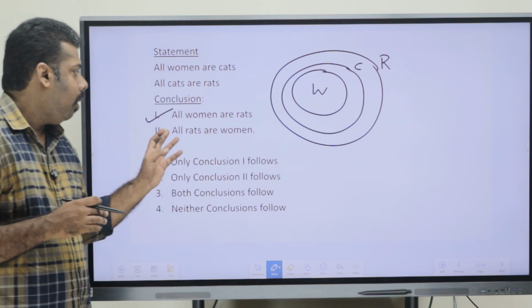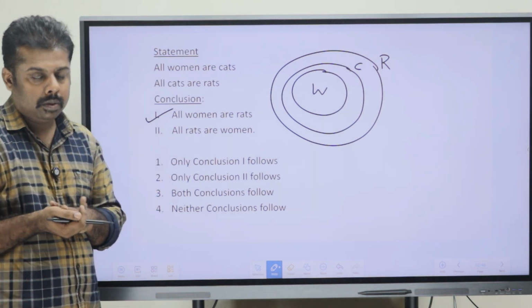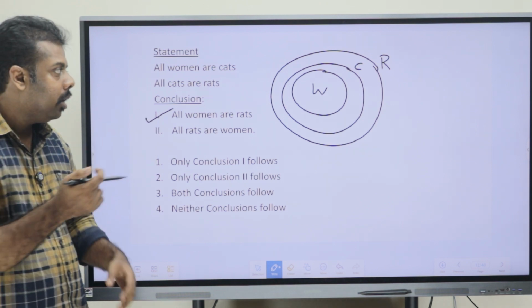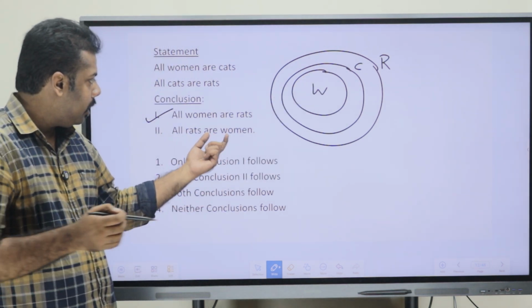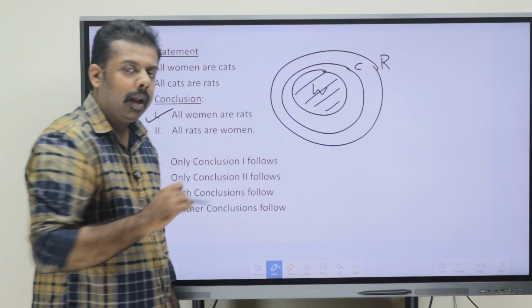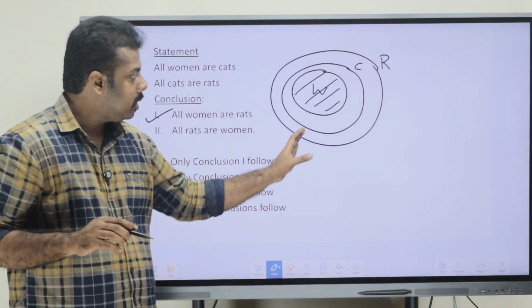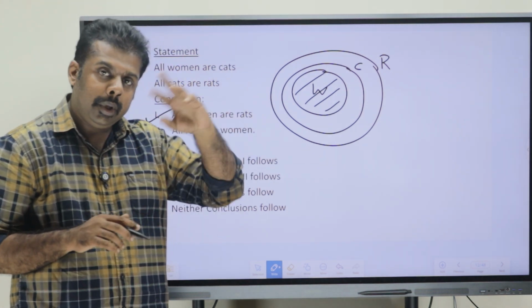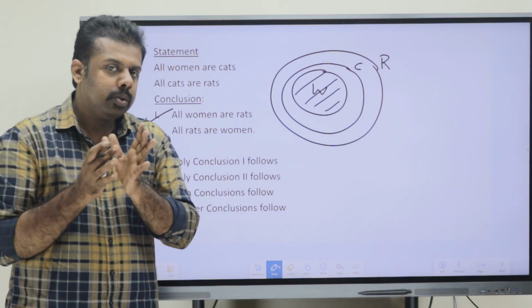Now the next one, all rats are women. So it says that every rat is a woman. So is it right or wrong? No, I think we had discussed it in one question, because rat is this outer circle. It is related to women. So only this portion of rat we can say that it is woman. But the portion which is not connected with woman, we can't say that it could be rat or it cannot be.